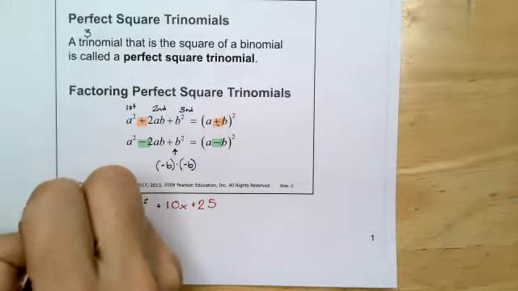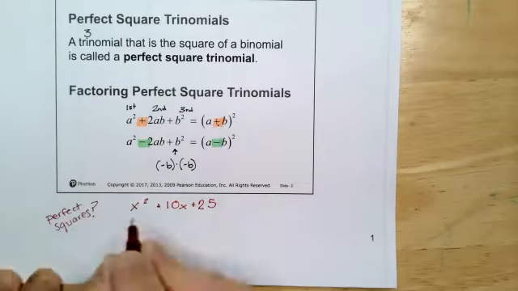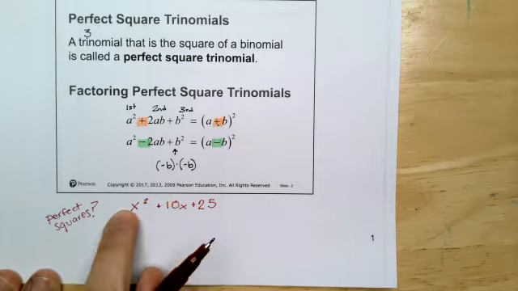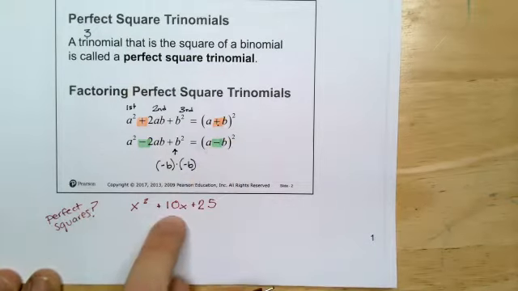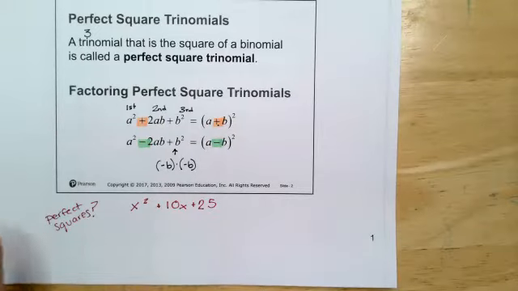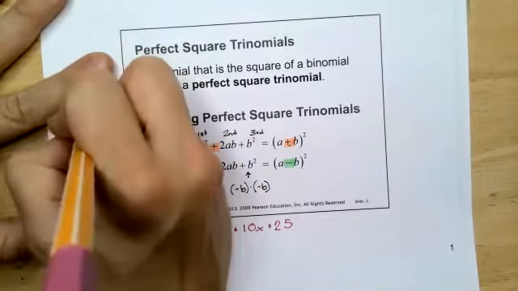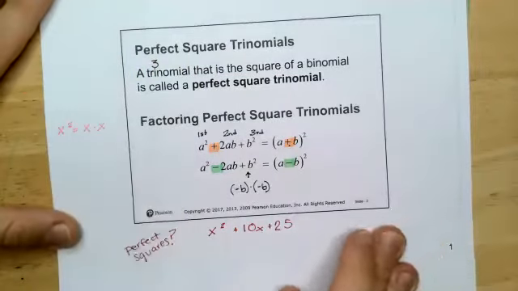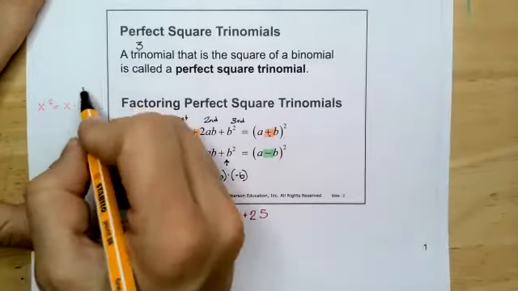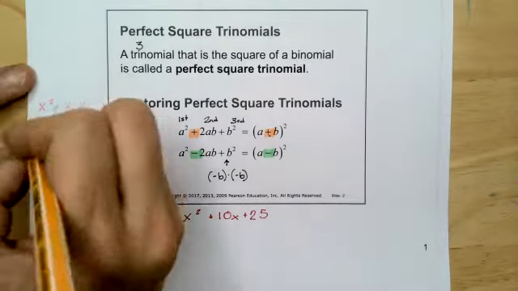Are these perfect squares? I know that you can do this without knowing if they're perfect squares, but it is valuable to know what I mean when I say a perfect square. So a perfect square means I can take the square root of it, right? So x times x is x squared. So x squared is a perfect square.